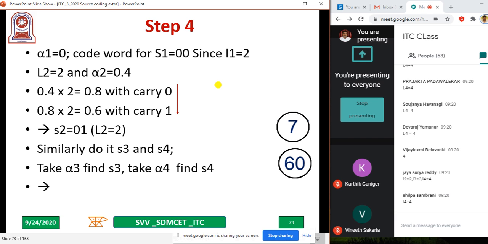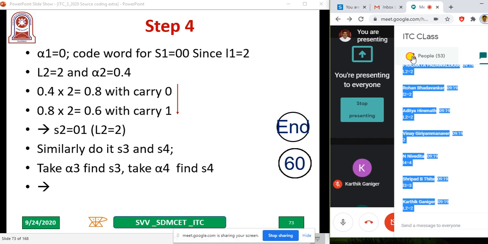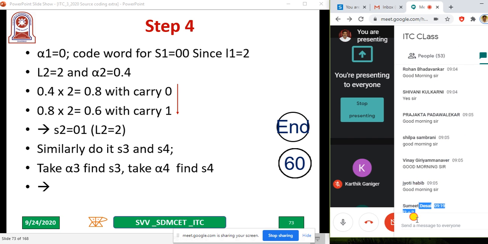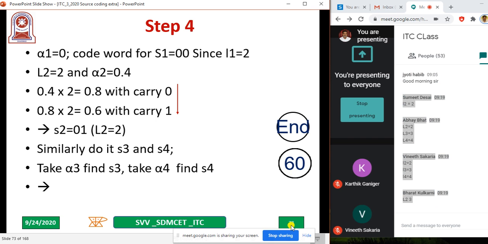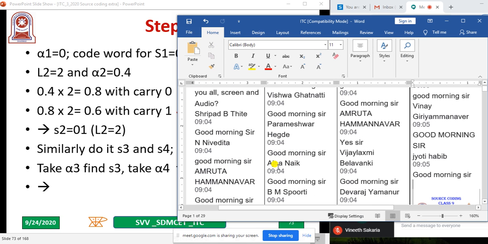I want S3 equal to code word and S4 equal to code word in the chat box. Take a few more seconds. I am sure many students will give the answer.